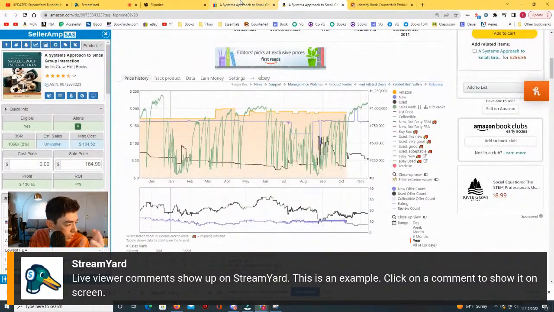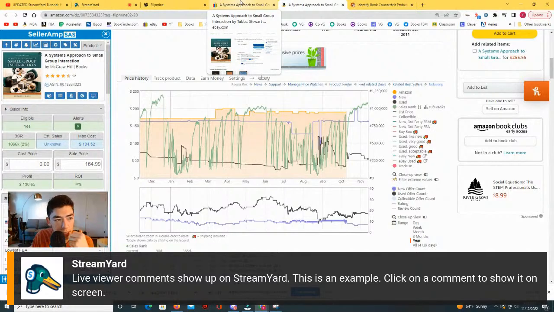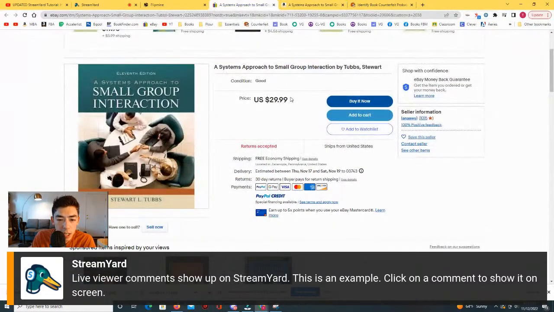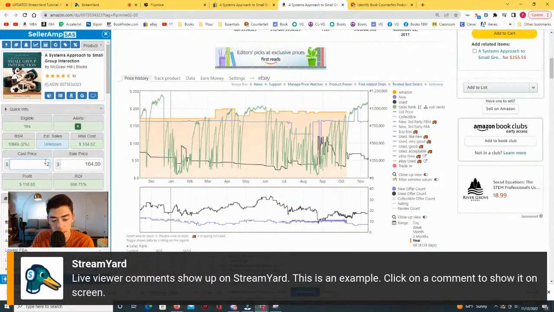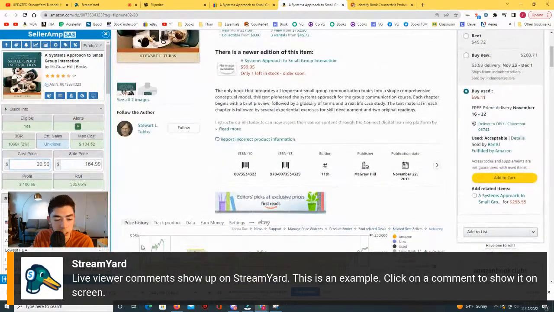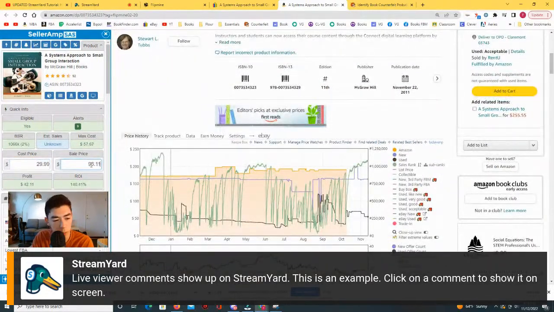Now, let me tell you about the strategy that I see a lot of people use, which is, there's nothing wrong with it, but I think a lot of people try to exploit the difference in the prime gap. And what I mean by that is they go, okay, I can buy this book for $29.99 like this. And then they think, okay, well, the buy box is $96.11, so why don't I just sell it for the buy box? And look, you made $42 profit.